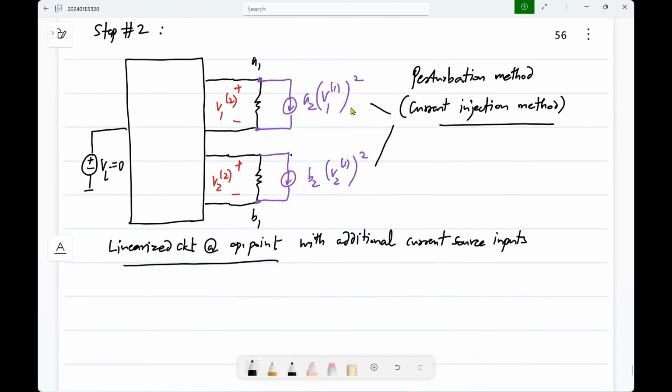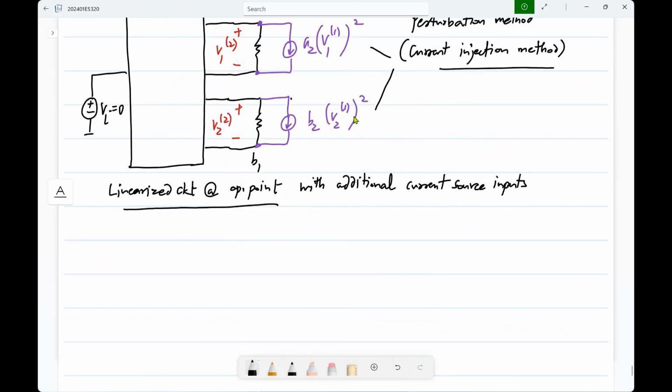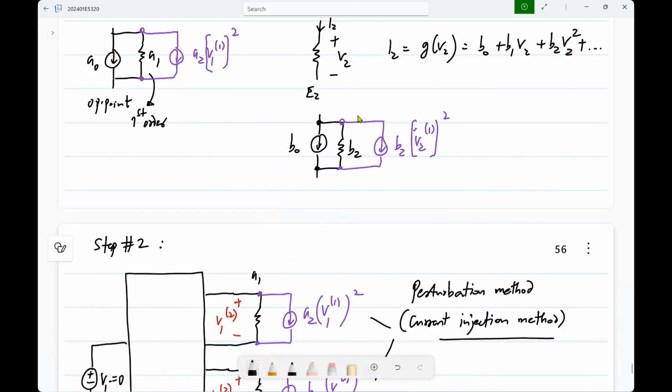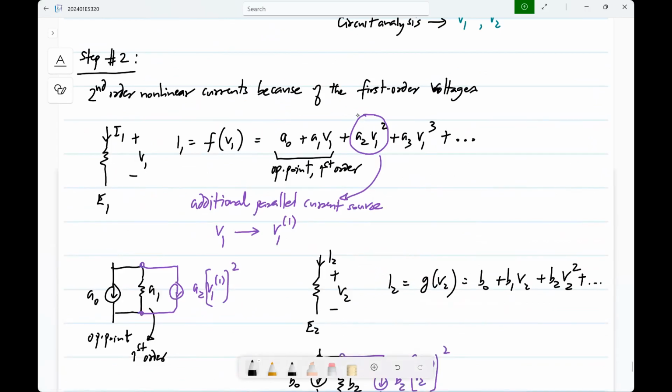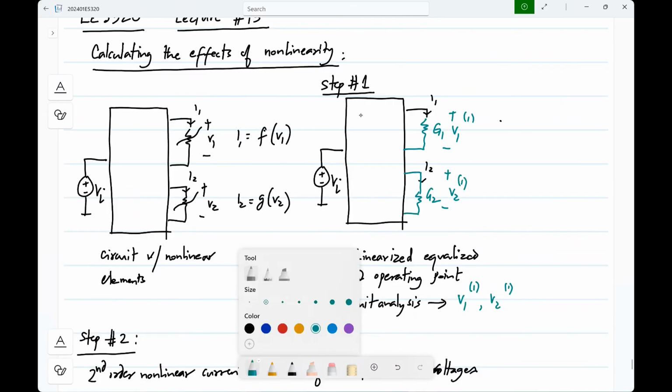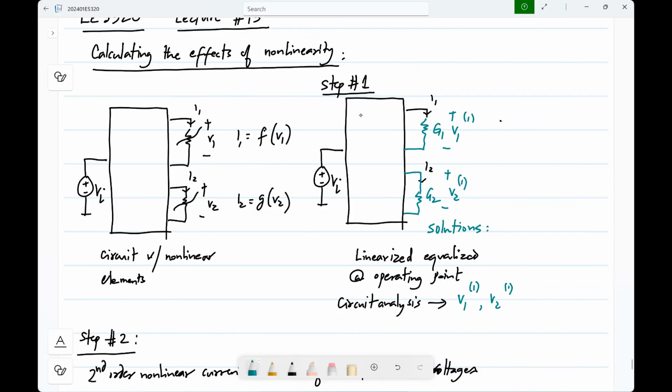Now, next is, of course, third order terms, and this quickly blows up because up to this point, you have in the first step the solutions, which are basically for all the node voltages, you get some solution. Of course, you get the branch currents also.